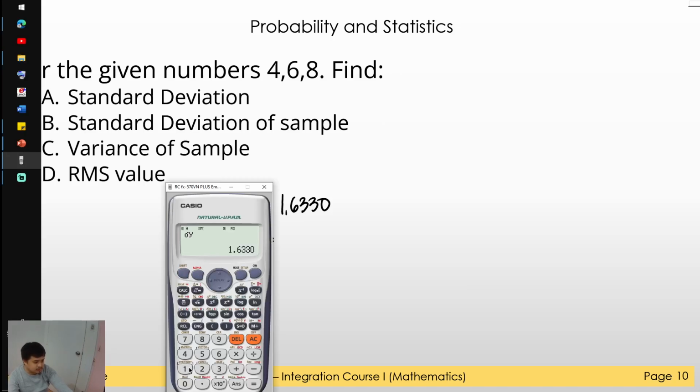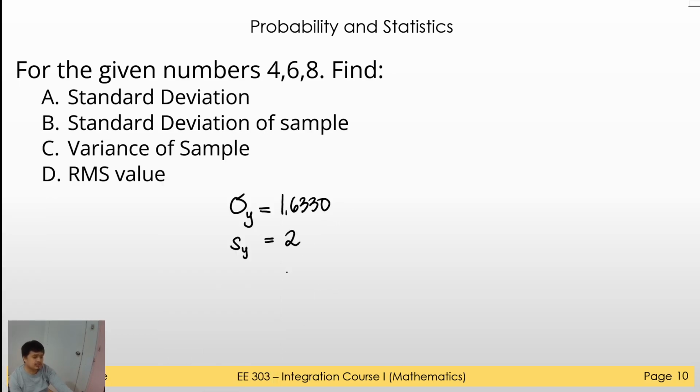For the sample standard deviation, this will be just s of y. So again, do this. Shift 1 and then variable 4. So sy, or the sample standard deviation in y, 7. So we have a value of 2. Now, if we want to find the variance, the relationship of variance is just the square of the standard deviation. Therefore, the square of sy is equal to, 2 squared is equal to 4.